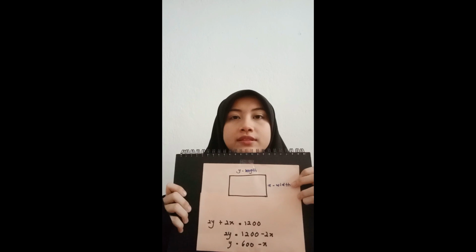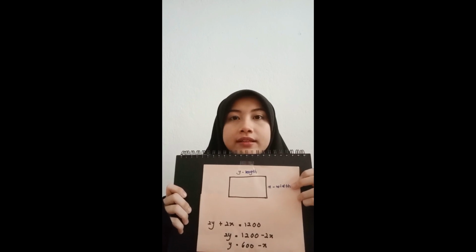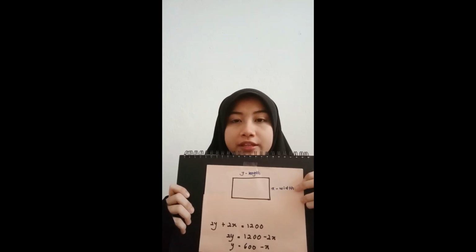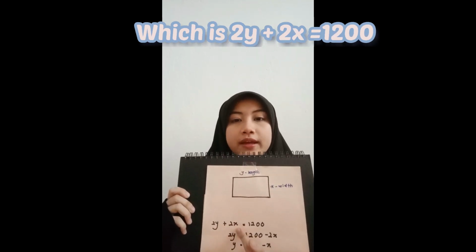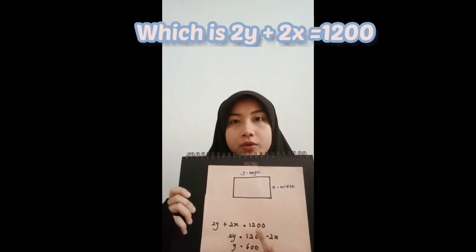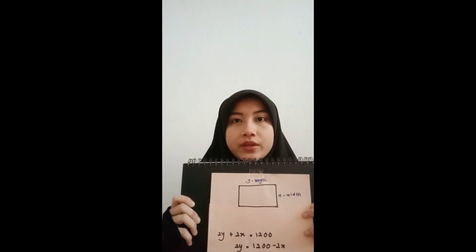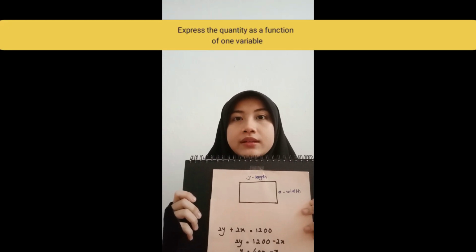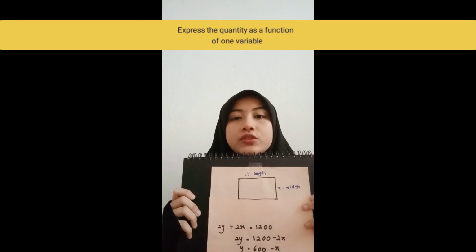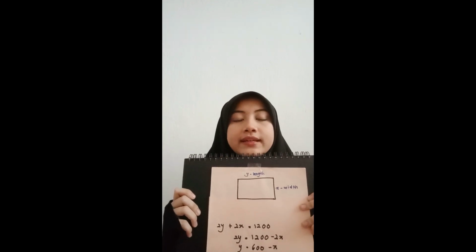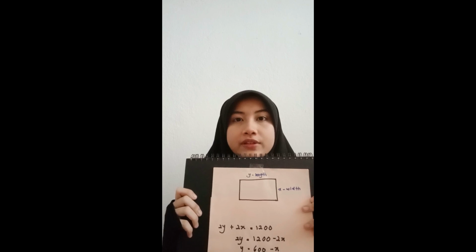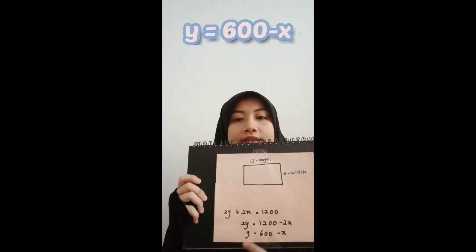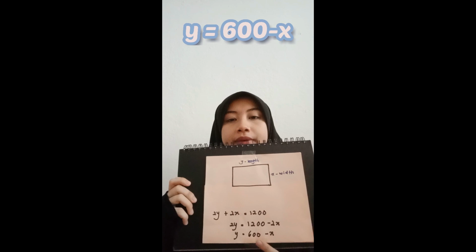In this case, because the question already states the perimeter of this rectangle, we use the perimeter formula, which is 2y plus 2x equals 1,200. After that, we need to make only one variable for this equation. You can use y or x, but in this case, we use y as the variable. So y is equal to 600 minus x.